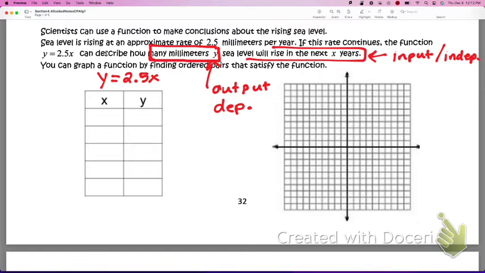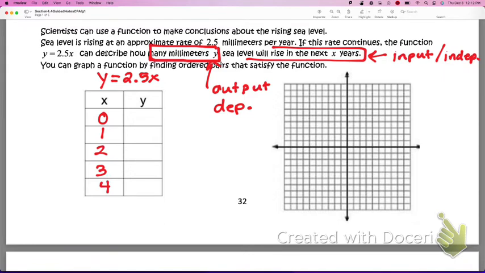What would be a reasonable domain if my x is representing years? 1, 2, 3, 4, 5. Yeah, we could. I guess we could technically start at 0 because it would be at 0, right? So if we go 0, 1, 2, 3, 4, why would I not want to do a negative x? Because you can't have negative years. Can't have negative years. Perfect.